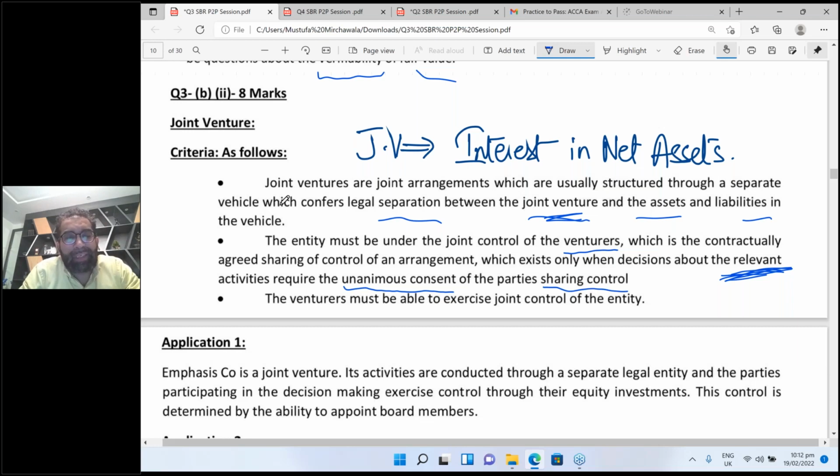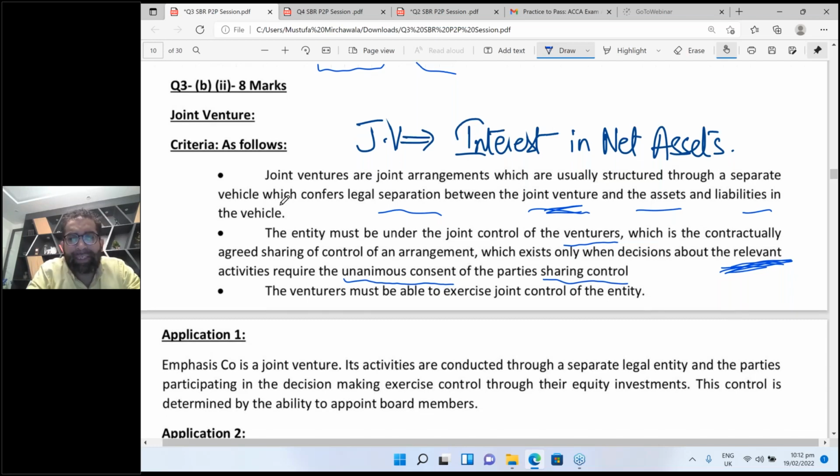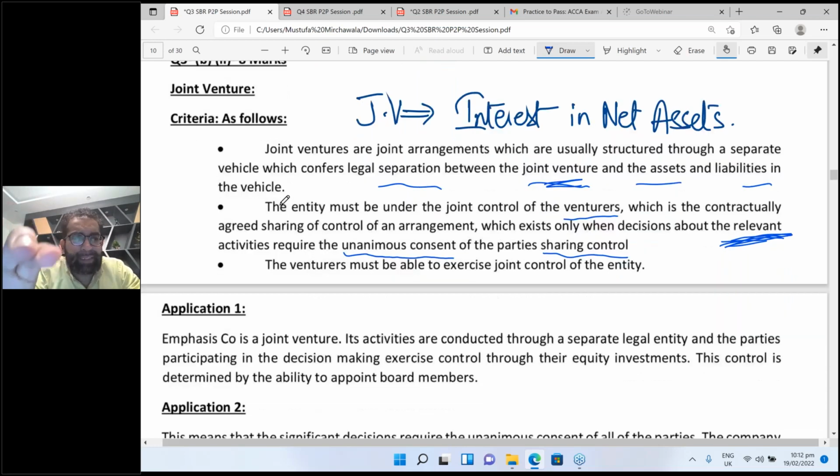Right? I give you one practical thing from my own life. Whenever somebody tells me to join a partnership of 3 to 4 people, I always write this clause for myself: unanimous consent. You have to take a vote from me, and if I don't give my vote, you can't change anything. This is a very important thing in practical life as well. The venturers must be able to exercise joint control of the entity. These are very simple points.